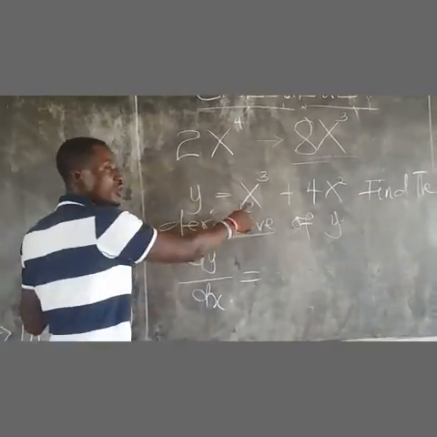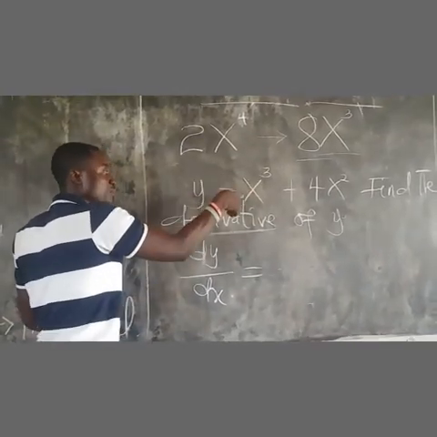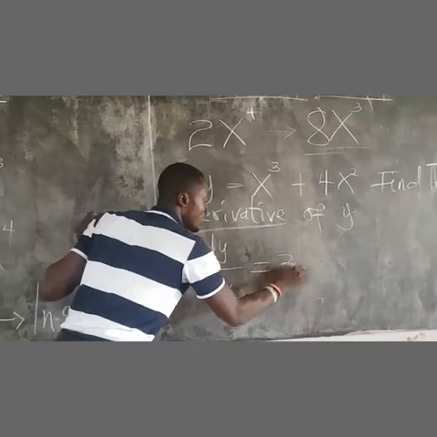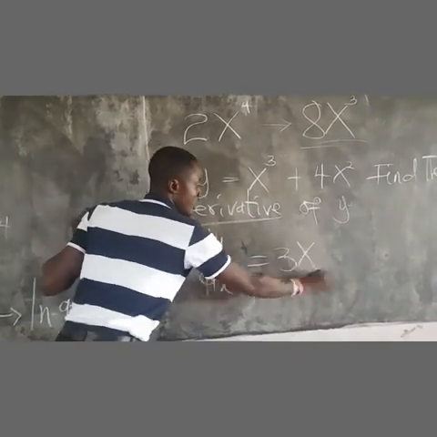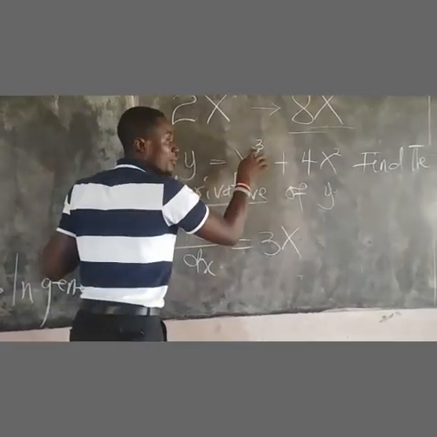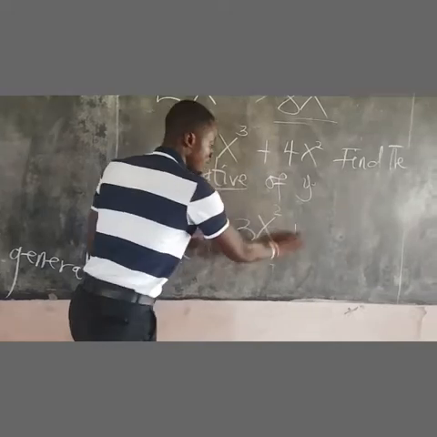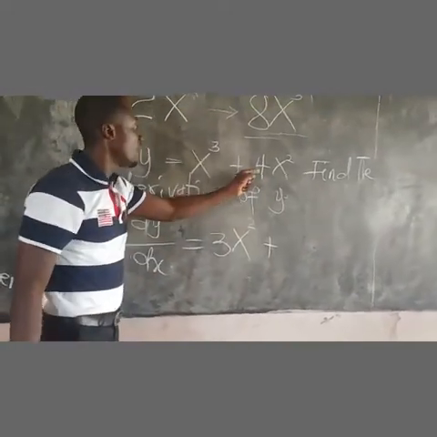So s cubed, how do we differentiate s cubed? We multiply the exponent by the coefficient. So we have 3, and you write here x. You take 1 from the exponent of x. So 1 from 3 will give us 2. Bring the operation sign, plus 4s squared.